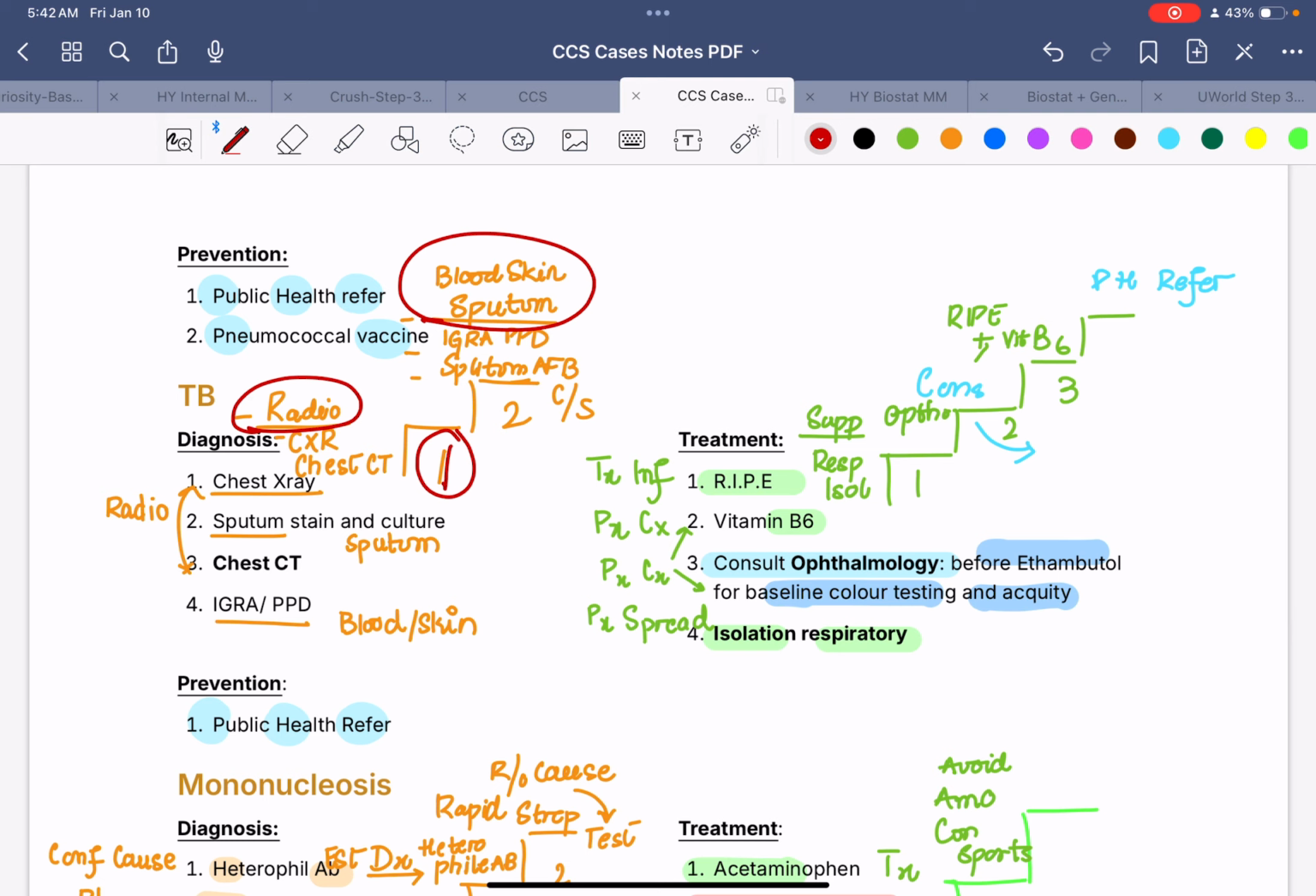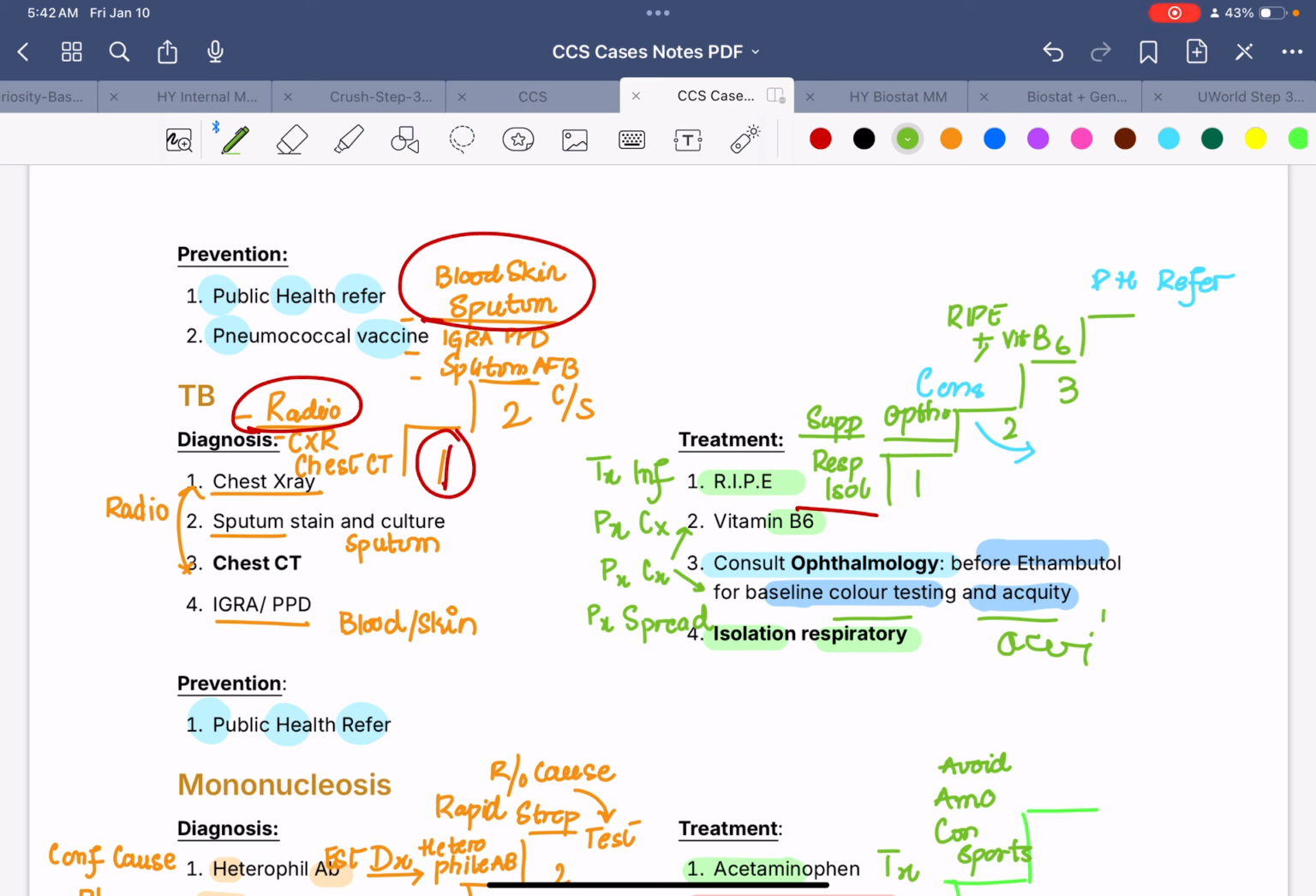Then in the treatment, we have first of all respiratory isolation. We want to prevent the spread of this infection. Next on, we are going to do an ophthalmology consult before we start ethambutol in order to test baseline color vision, as well as visual acuity.